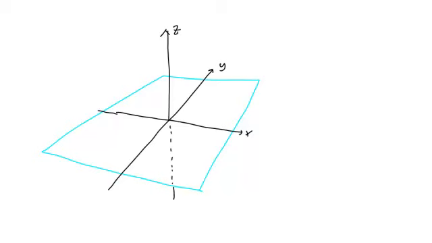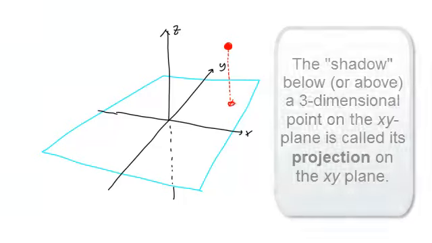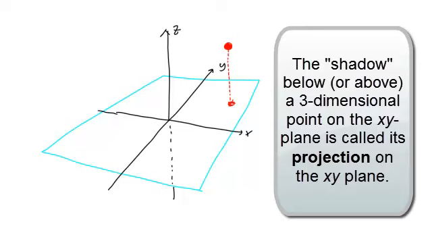So if we were to have a point, say this particular point in three-dimensional space, we could sort of see its shadow in the xy plane right here. This shadow is sometimes called the projection of this point in the xy plane.